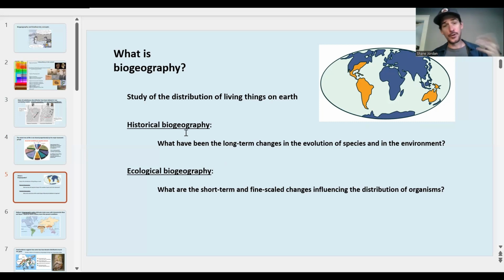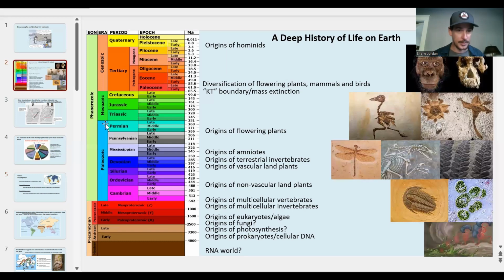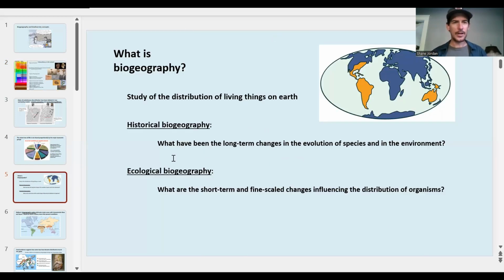So historical biogeographers probably are spending a lot of time thinking about the fossil record and plate tectonics and how the Earth has changed over these tremendously long periods of time that we see here on a geological time scale. Whereas ecological biogeographers are probably more interested in thinking about ecological niches and how variation in ecological niches is leading to processes causing species to occur where they do. And when we're talking about where species occur, we're generally talking about where they occur in the present.